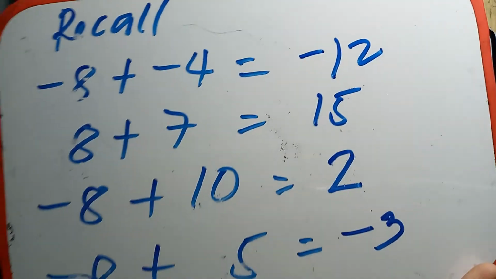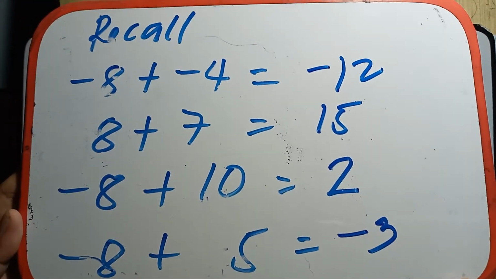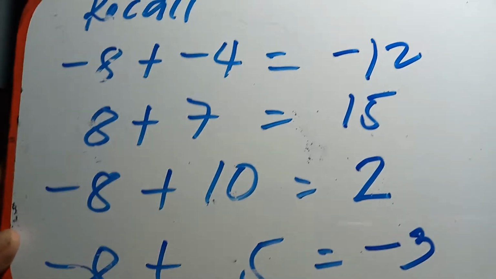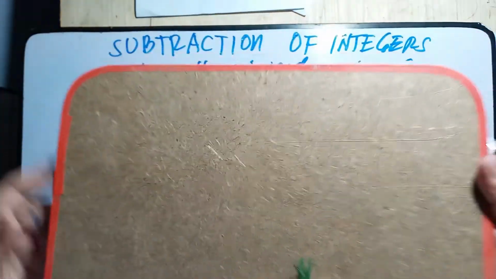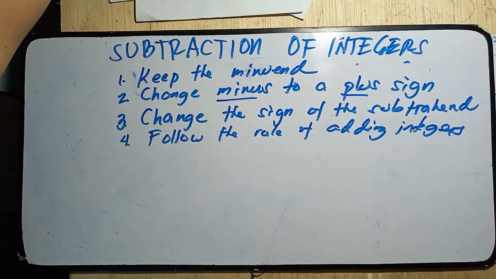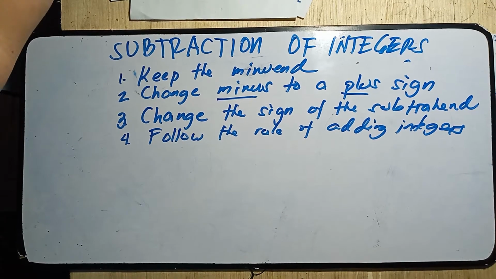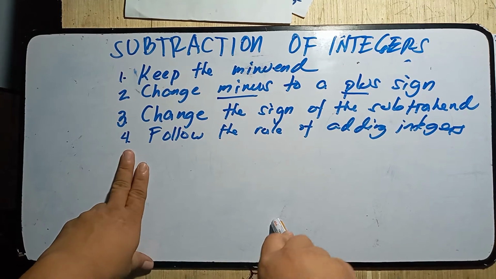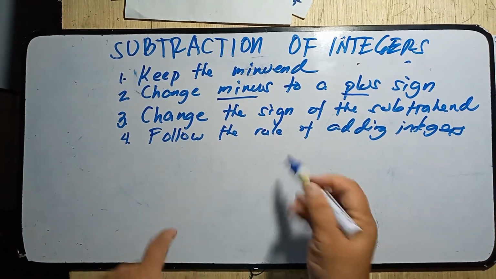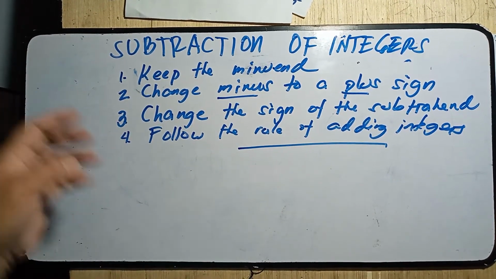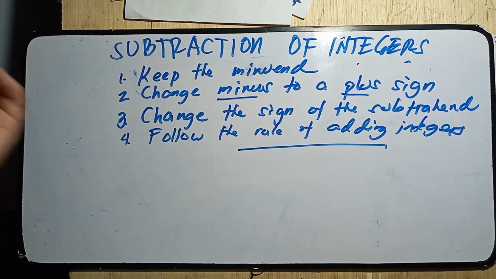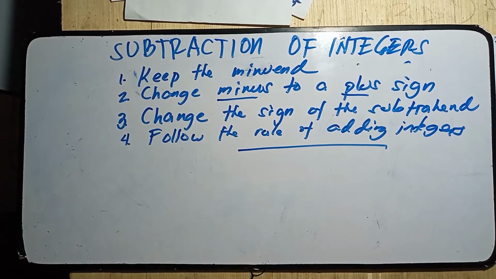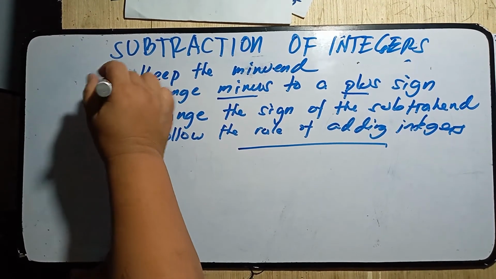So kailangan na master nyo to bago tayo mag-proceed sa addition. Subtraction. Now let us have the subtraction of integers. At the end, you have to follow the rule in adding integers. So that's why you have to master the addition of integers. Kasi subtracting integers is just like adding integers. First, you have to follow these 3 steps.